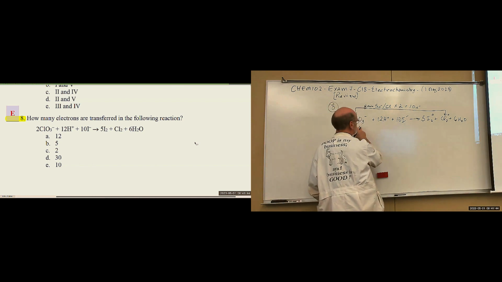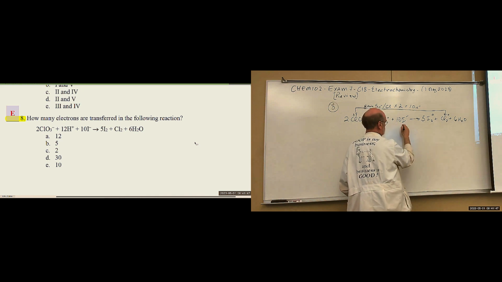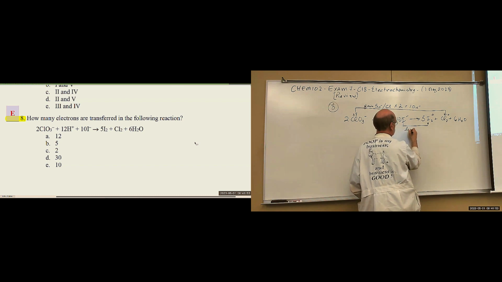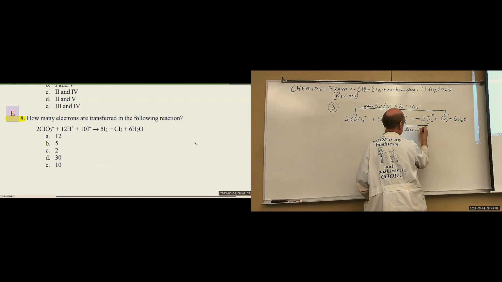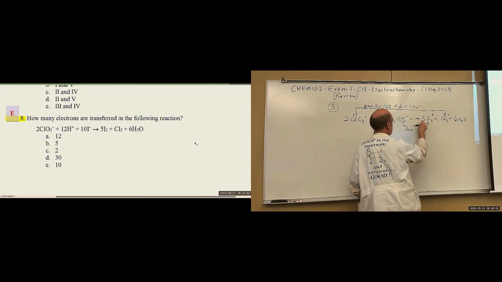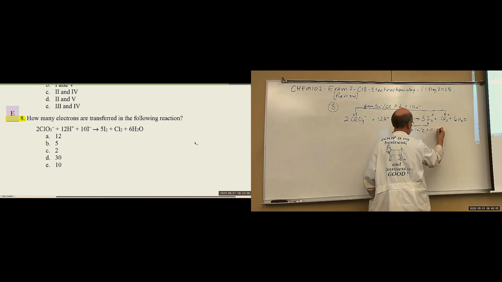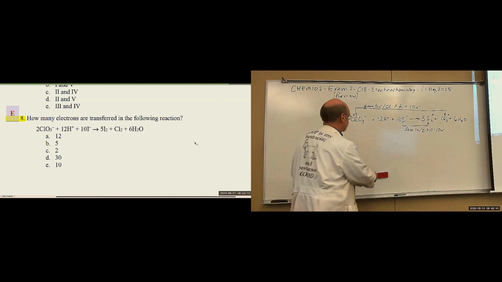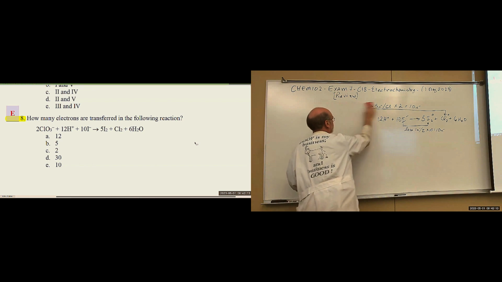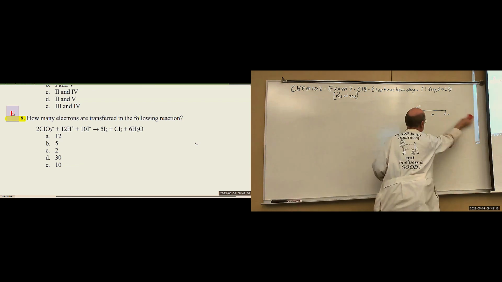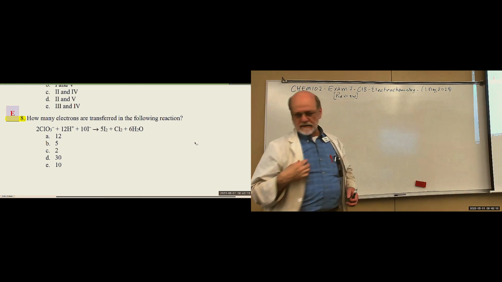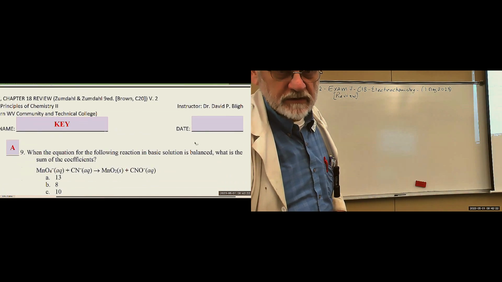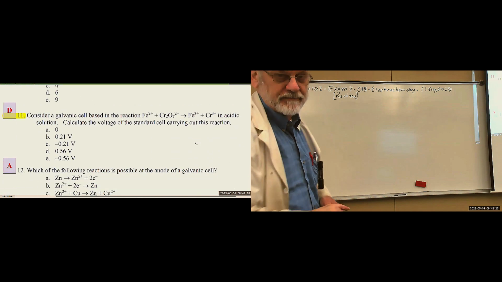Hydrogen doesn't change. Oxygen didn't change. Iodide changed. Right? It was a loss of 1 electron per iodine. And how many iodines do we have? 10 electrons. So 10 electrons were transferred. Alrighty. Eight. Moving on to 11.